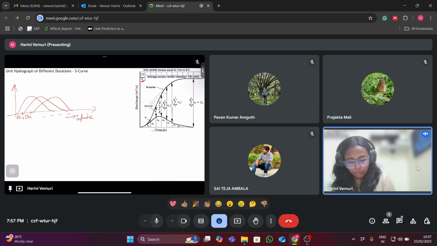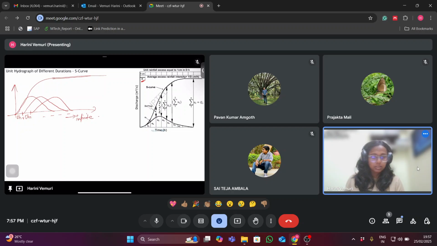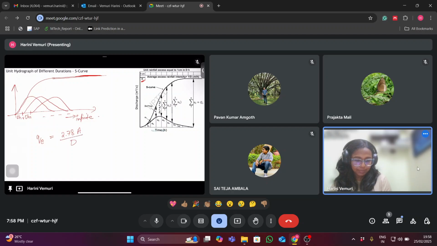Okay. And then overall we will have a single hydrograph, which is called the S-curve. This discharge, which will become constant after some time, is called the equilibrium discharge QE, which can be calculated using this formula: 2.78 A by D, where A is the catchment area in kilometer square and D is the duration of the unit hydrograph in hours.